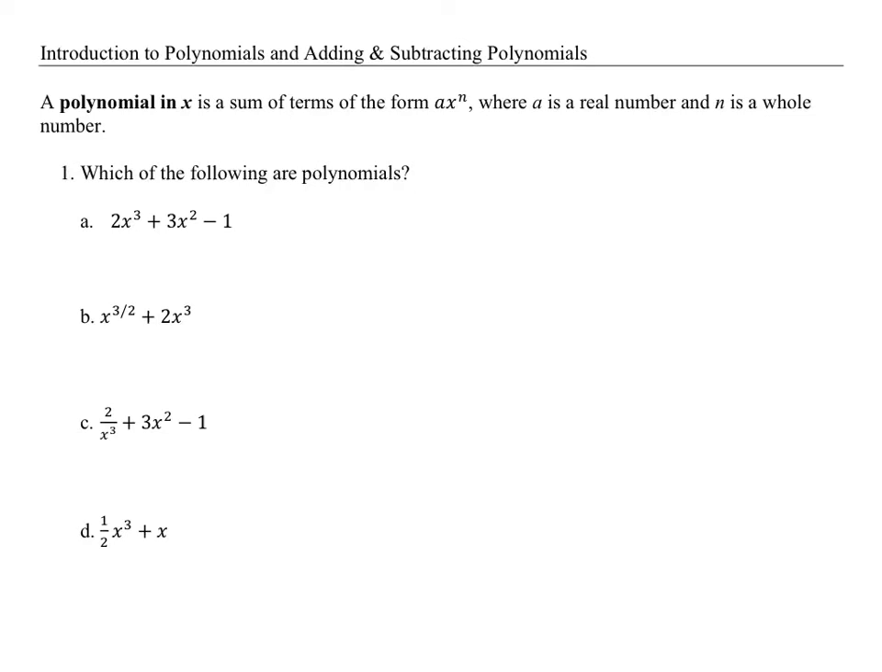Well, this first one is because we have numbers in front, and we also have whole number exponents. You're like, well, there's no exponent here. It's really like x to the 0, and x to the 0 is 1, and whole numbers start with the number 0. So this is a polynomial.